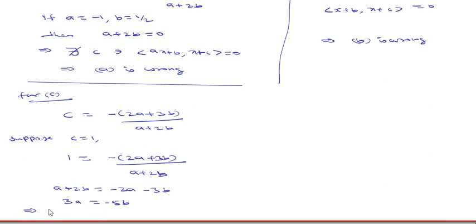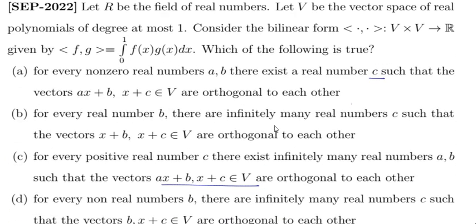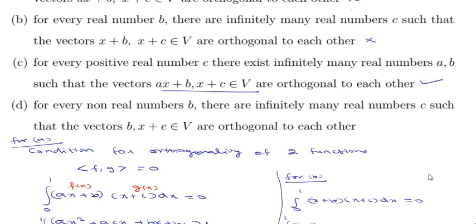So there exist infinitely many A and B satisfying the condition. So therefore option C is correct. So we can end this problem. So this is wrong and this is wrong and this is correct. Since this is a part B question, only one option will be correct. Anyway, we will check the option D.